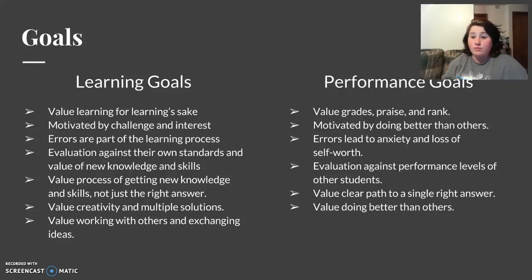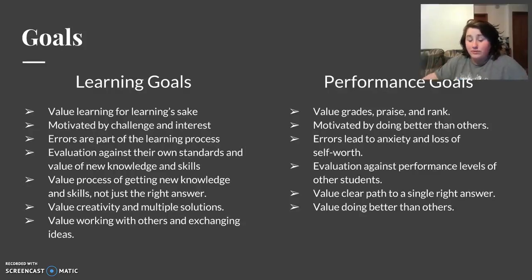Then we have performance goals. When you have students with performance goals, they value grades and praise. They are motivated by doing better than others, so games, competition, that's what kind of motivates them to do well. They feel like errors lead to anxiety and loss of self-worth, so if they make an error in coming up with the solution, that's going to bring their self-esteem way down.